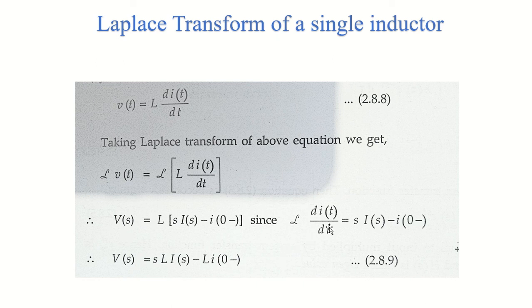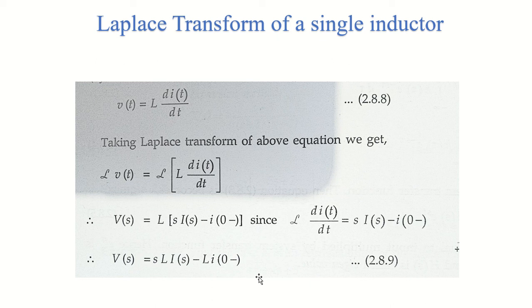How? Because dI(t)/dt will be this: s into I(s) minus I of 0 minus, right? So this one is the formula for a Laplace transform, and this is the result of your initial conditions. Initially we are taking I of 0. So you can write your final voltage equation in the frequency domain as this: V of s is equal to sL I of s minus L I of 0.